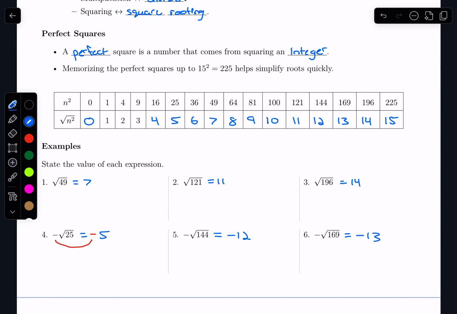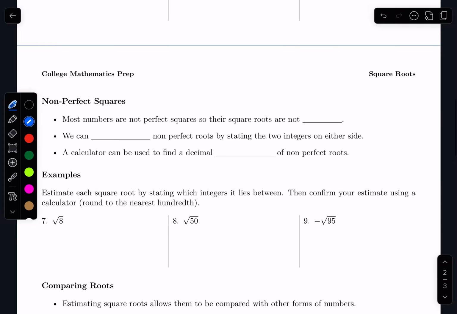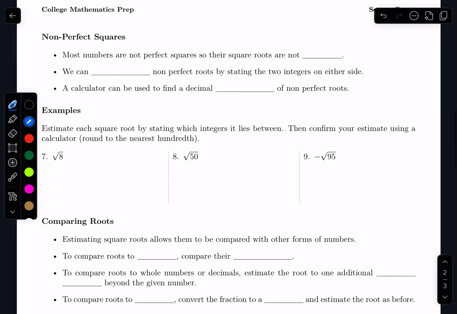negative 13. All right, so now, what if it's not a perfect square? Because let's be honest, most numbers are not. So since most numbers are not perfect squares, their square roots are not integers. And so it's not going to be something that we can necessarily come up with so easily. What we can do, though, is we can estimate these non-perfect squares.